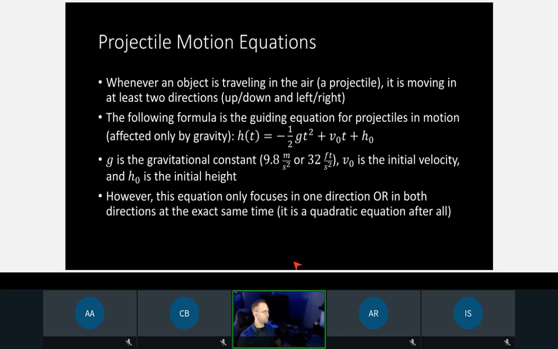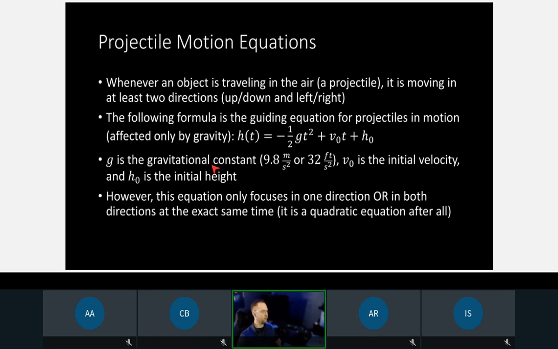All right, being recorded. All right, projectile motion equations. Whenever an object is traveling in the air, that's called a projectile. It is moving in at least two directions, up, down, left, right. So we have the formula for the guiding equation of projectiles in motion: h of t equals negative 1/2 g times t squared plus v sub 0 times t plus h sub 0.